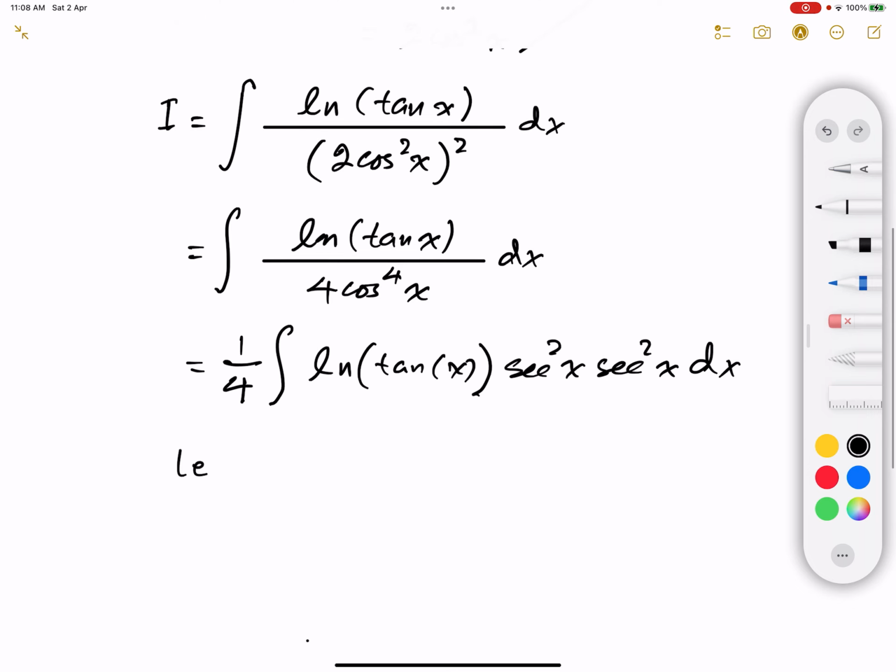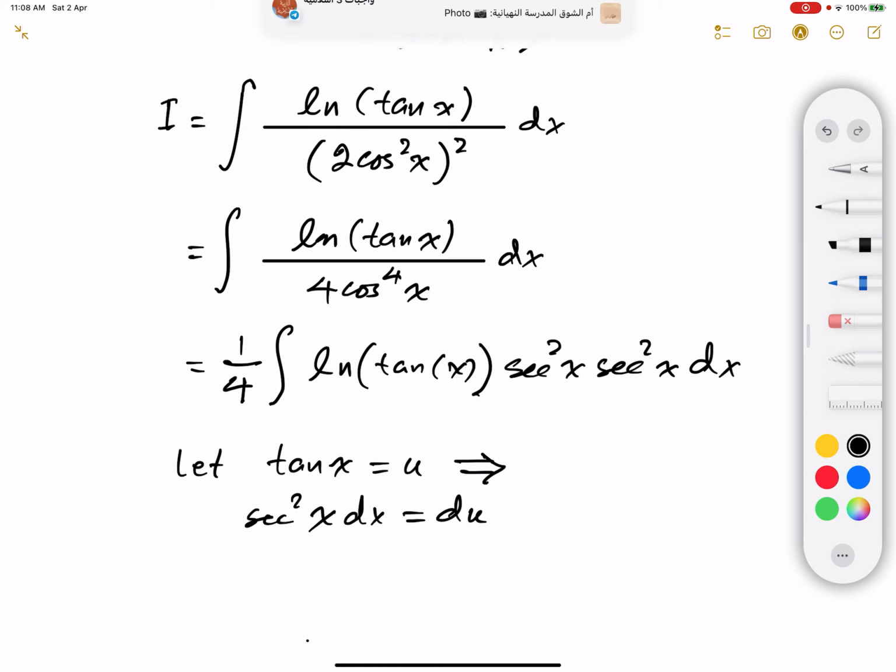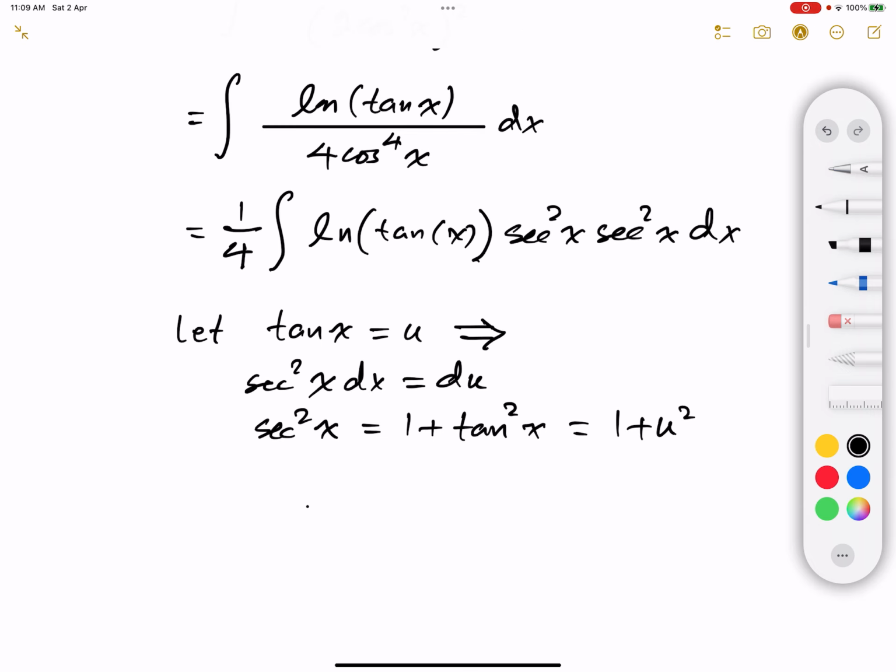So let the tangent of x equal u, and let's differentiate both sides. Secant squared of x dx is going to give us du here. And also we need to express the other secant squared. Secant squared can be expressed as 1 plus tangent squared of x, which can be rewritten as 1 plus u squared. So let's do that.